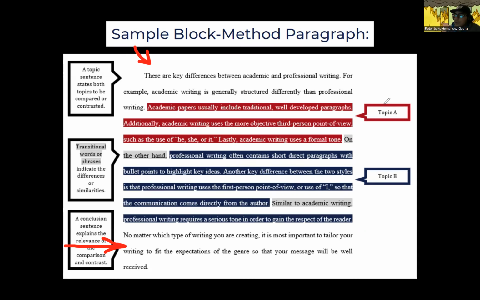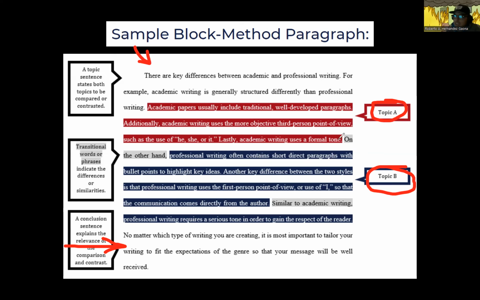Now, everything in red has to do with academic writing. If you read this part, everything has to do with academic writing. And everything in blue is going to be professional writing. So we have everything separated clearly by topics.